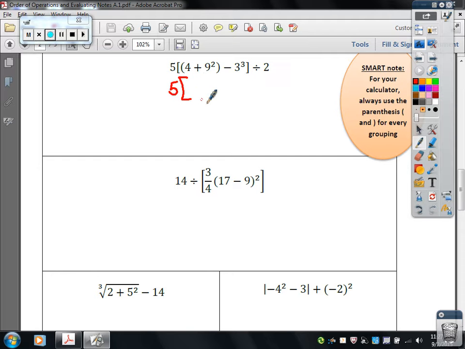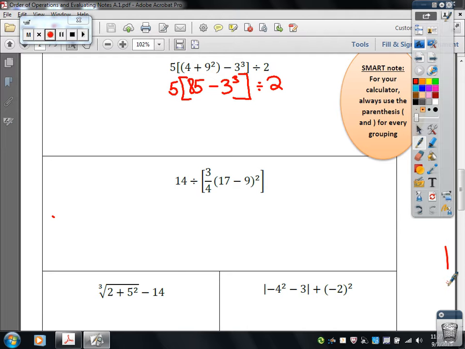So here we go. 5 times, bracket. Now, is there anything outside of the parentheses that I'm going to multiply? Nope. That's outside the bracket. So what I'm saying is I can actually drop these parentheses. So 5 times bracket 85 minus 3 cubed, bracket, divided by 2. What do I do next, guys? Oh, I'm sorry. 85. I apologize. What do I do first?